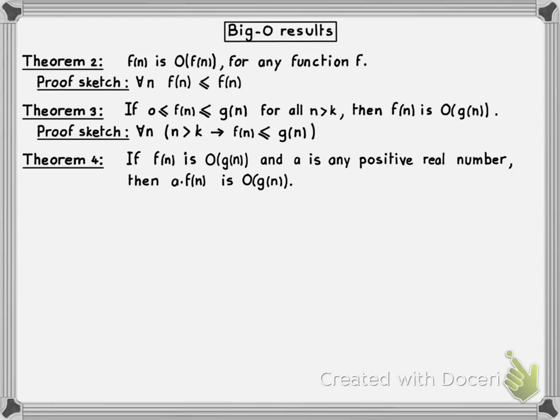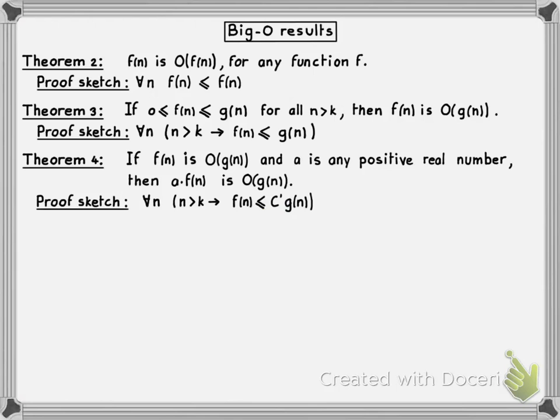So let's give a quick proof sketch of this theorem. The assumption is that f of n is big O of g of n. And so this is the definition of this big O relationship. We use the constant c prime here instead of our usual c, but the name doesn't matter. So what can we infer from that?